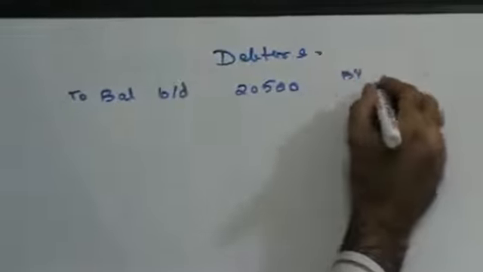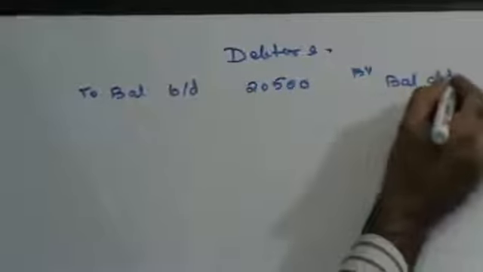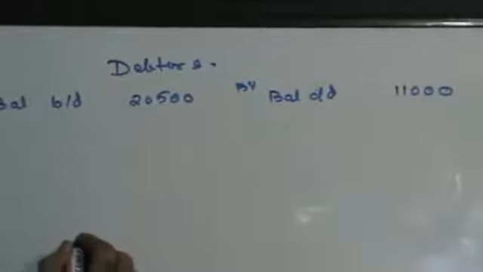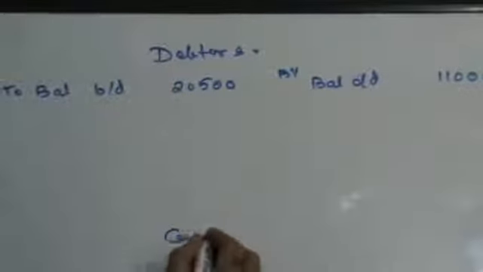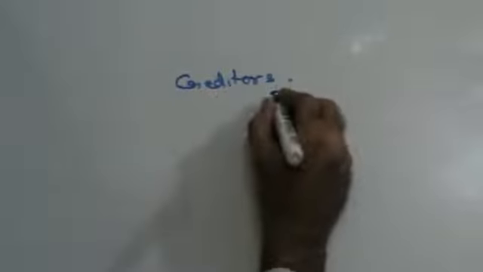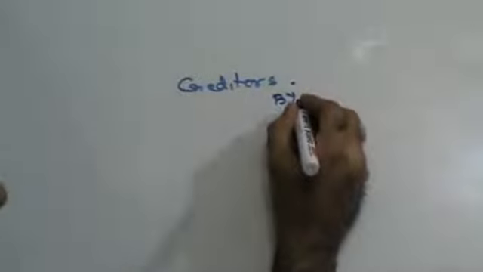Closing balance by balance carried out. Closing balance is 11,000. Similarly, I need to make a creditors account because they've given me the opening and closing balance. How do I know I need to make a particular account? For whichever account they give you the opening and closing balance, you have to make those accounts. Since they had given me the opening and closing balance of debtors, I made a debtors account. They've given me opening and closing balance of creditors, therefore I'll make a creditors account.